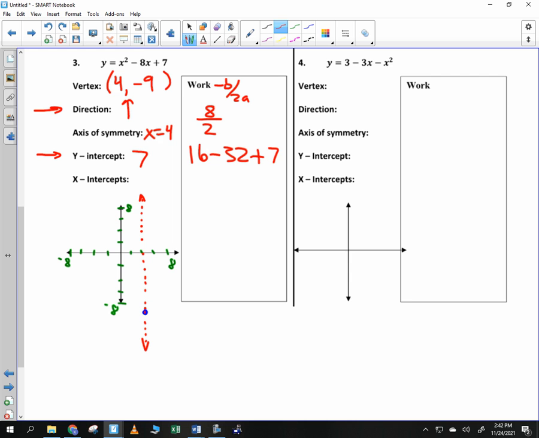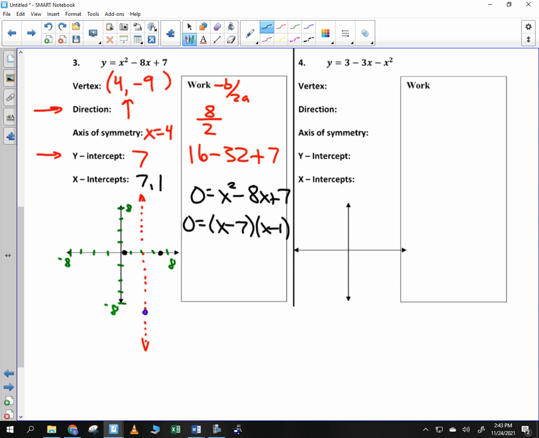The x-intercepts. How do I do that? 0 equals x squared minus 8x plus 7. Does that factor? Yes. Minus 7 and minus 1. So 7 and 1. There's another point I haven't put up here yet that I could.